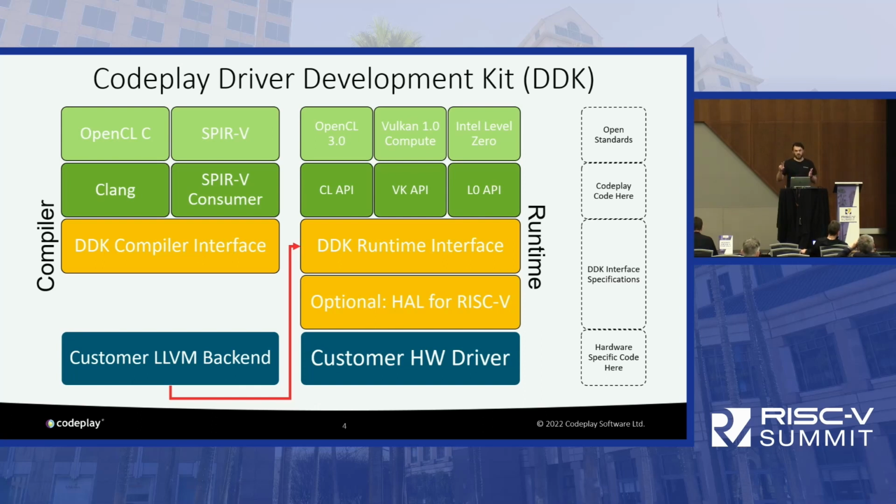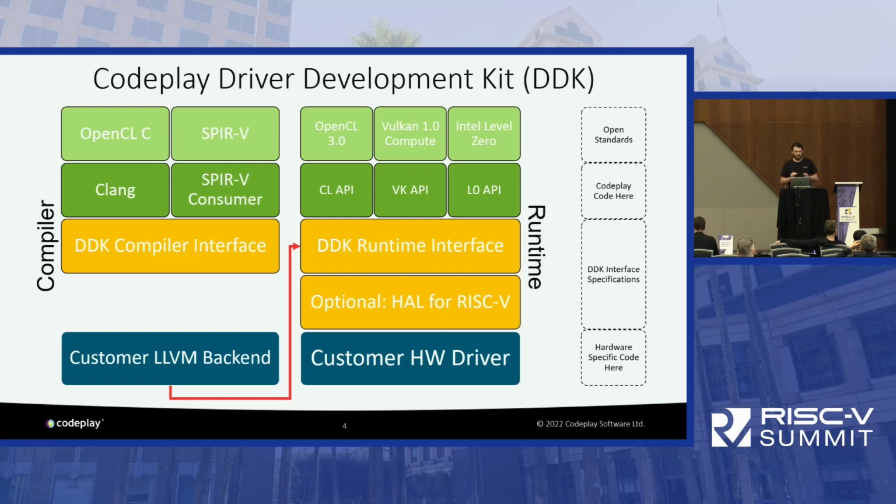Then the second layer, the dark green boxes, is a set of code that Codeplay provides. We provide implementations of those standards, but those implementations are written on top of the DDK interface. The DDK interface is the third and fourth line, the yellow boxes, and they're how we map Codeplay code to customer drivers, customer compilers. Because in the bottom line, in blue boxes, we have code that the customer themselves provide, the code that's required to actually run things on a given accelerator device.